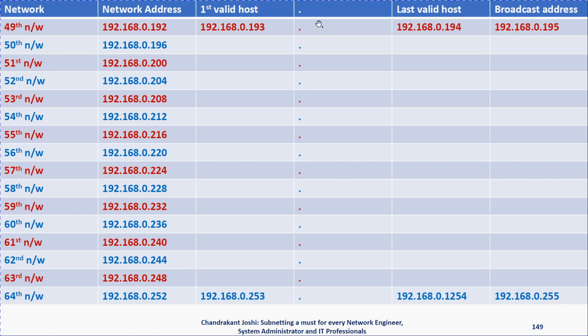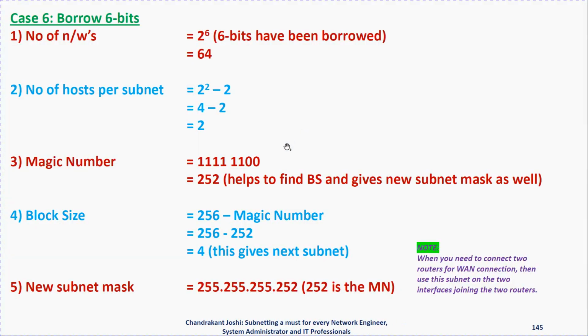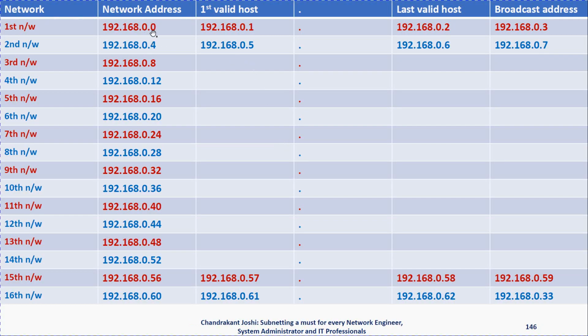Now over here, although I have given one column, these are all continuous. 192.168.0.0 is the network, 192.168.0.1 is the first valid host, 192.168.0.2 is the second valid host, or the last valid host, and the broadcast is 192.168.0.3. So 4, 5, 6, 7, 8, 9, 10, 11, 12, 13, 14, 15, 16, 17, 18, 19, 20, and so on.